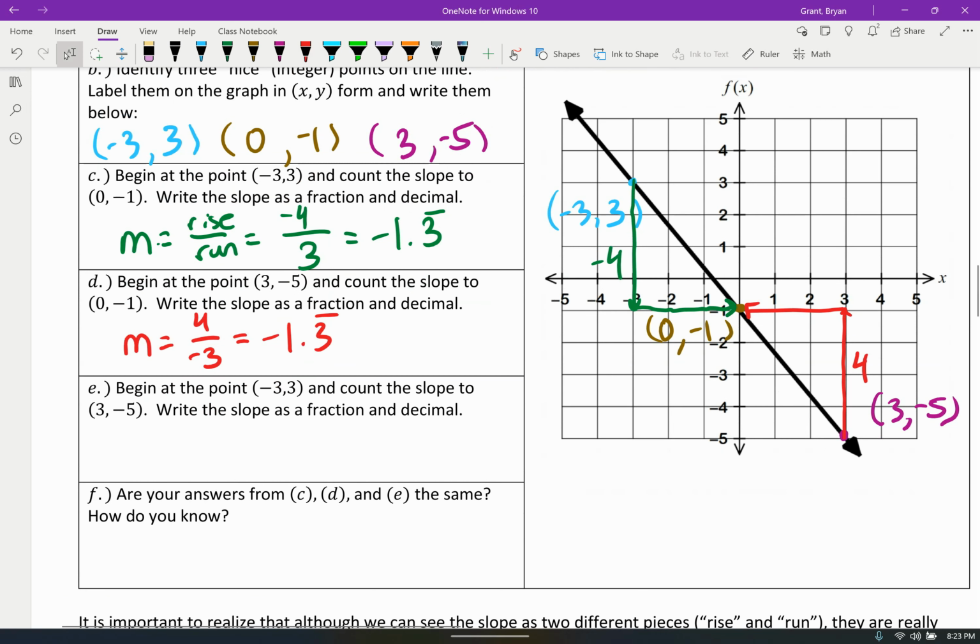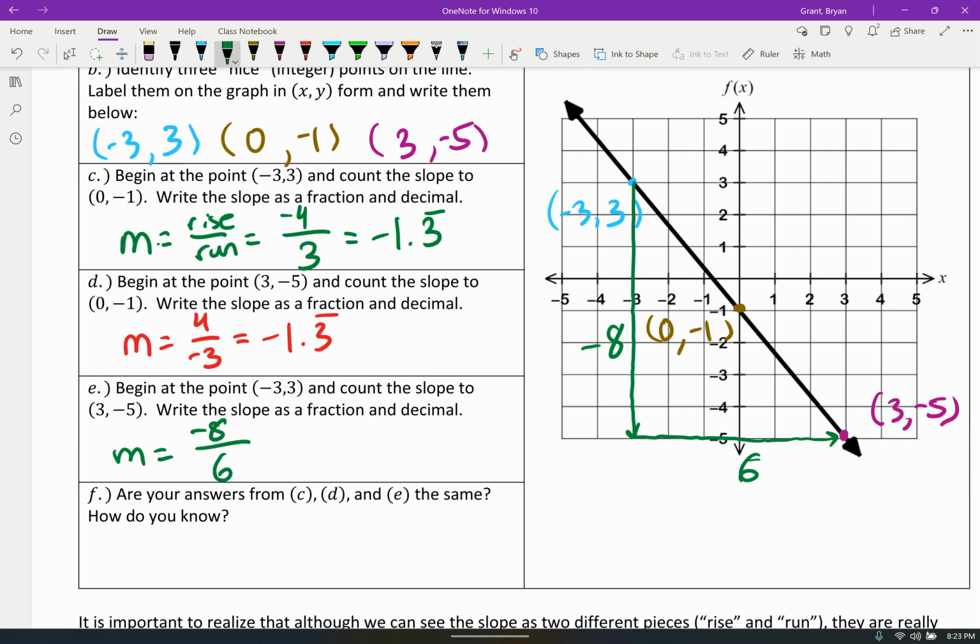Let's look at E. E says, and I'm going to go ahead and get rid of these because things are going to get a little messy here. E says, okay, great. Now begin at the point -3, 3 and count the slope to 3, -5. Okay, rise first. 1, 2, 3, 4, 5, 6, 7, 8. So I rose down 8. It's got to be a negative because we went down. And then to the right, 1, 2, 3, 4, 5, 6. Right 6. There we go.